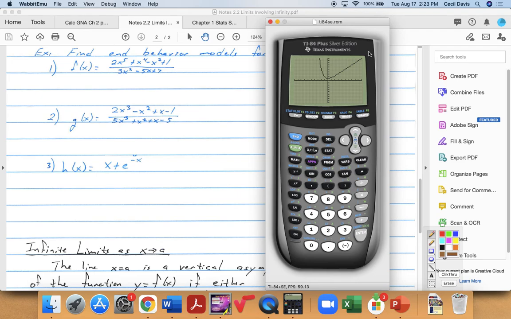All right. Any questions about any of that? I forgot how to recognize the left side, right side. If it's not a rational function or a polynomial function, you're going to have to look and think about the left and right side.